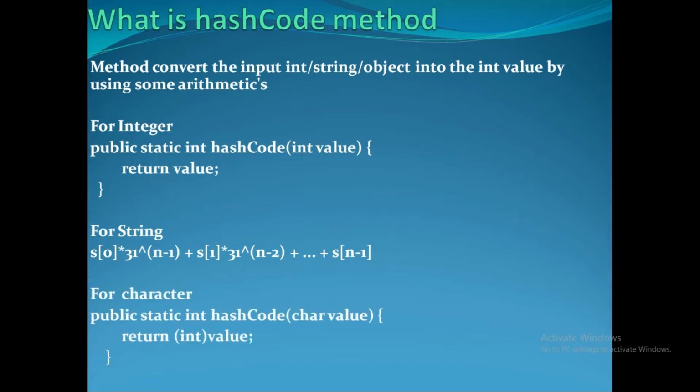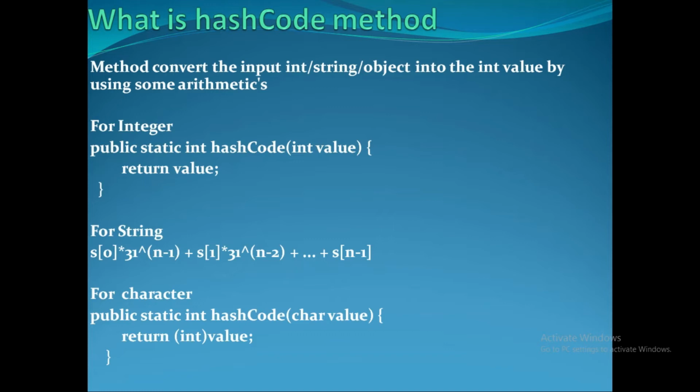Then the next one is Character. For Character, it simply returns its ASCII value. Suppose I give capital A. What is the ASCII value? It is 65. So it will simply convert A into 65. Then if you give small a, it will give 97. So it is directly returning only the ASCII value. It is converting the character into an integer and giving it as it is as the hash code. This is nothing but the hash of our input value.